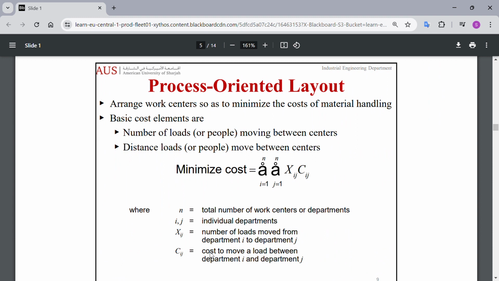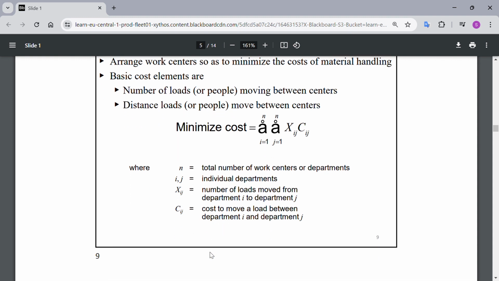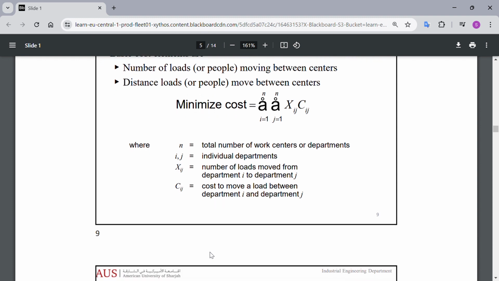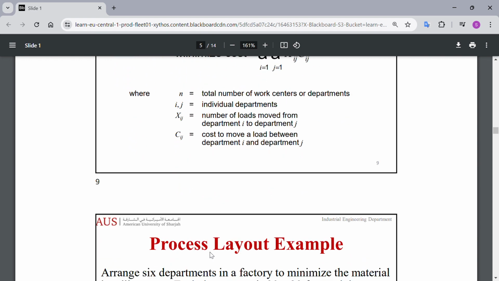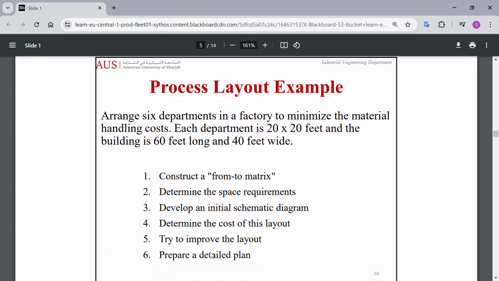Okay, so the goal is to arrange work centers so as to minimize the cost of material handling. The basic cost elements are the number of loads or people moving between centers, and the distance loads or people move between centers. So we want to minimize cost, and this is the equation to minimize the cost, the sum over i equals 1 and j equals 1 of X_ij C_ij. Now we're going to visualize how this is done. Here n is the total number of centers, i and j are individual departments, and X is the number of loads.